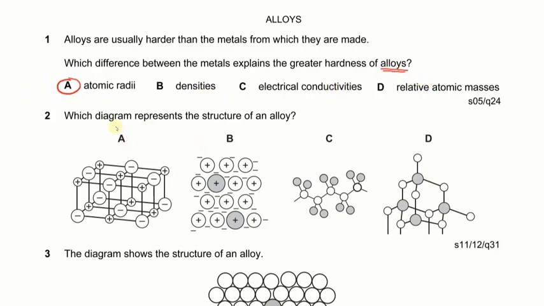You see in the next question, which diagram represents the structure of an alloy? Alloys are similar to metals. They have positive ions and a sea of electrons, but the difference is that there are atoms with different sizes. You can see here small size atoms mixed with large size atoms. So B is the answer for this, that is an alloy.